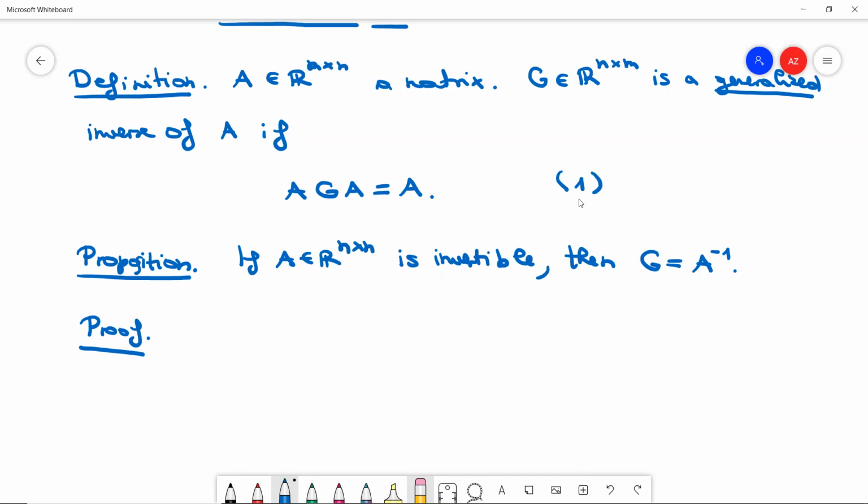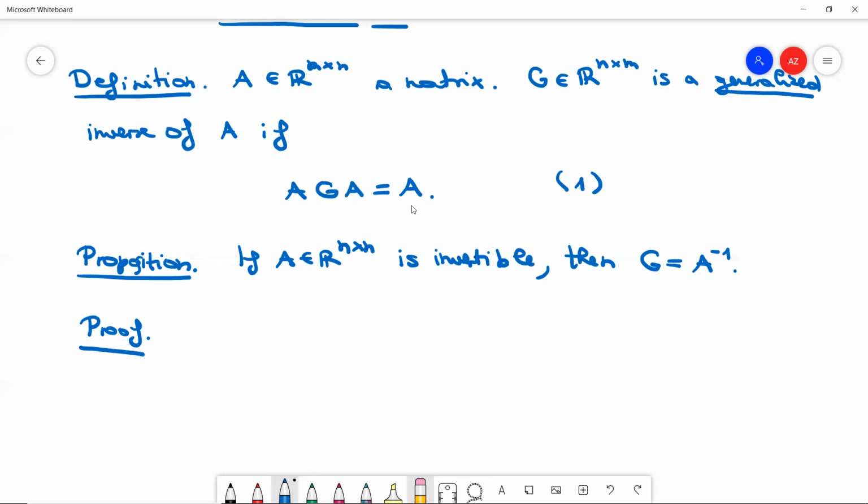So how to prove that if A is invertible, then G has to be the same as its inverse? This is easy. We just multiply this equation (1) by the inverse of A from the left to get rid of this A on the left, and by A inverse from the right side to get rid of this A. And on the left side, we will get only G. And on the right side, we will get precisely the inverse of A. And this is the end of the proof.